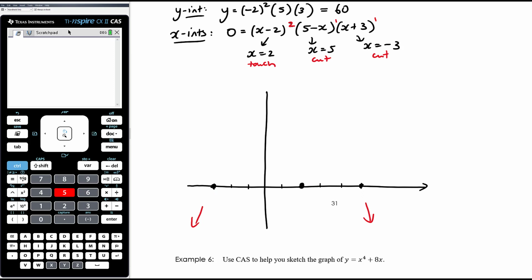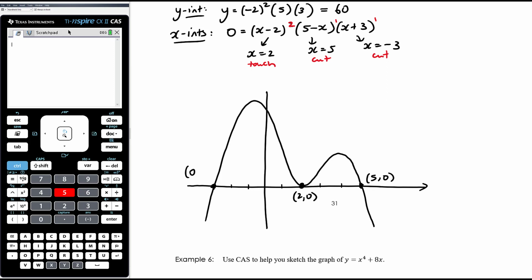Okay, so let's draw in our shape. We're going to come up here, we're going to have a big y-intercept, we're going to touch here, and then we're going to cut here. So that is 5, 0, 2, 0, and negative 3, 0, and the y-intercept is 0, 60.